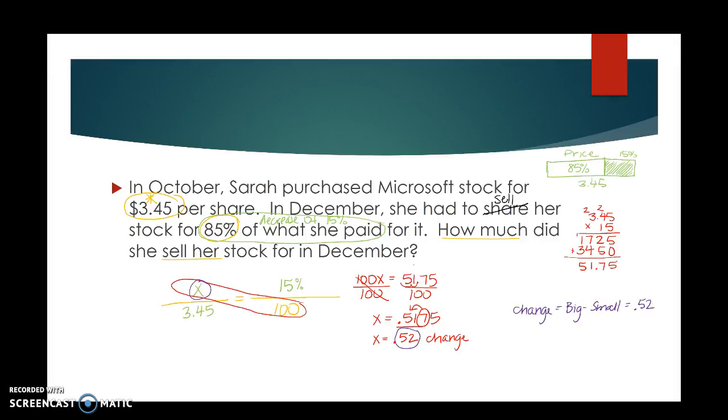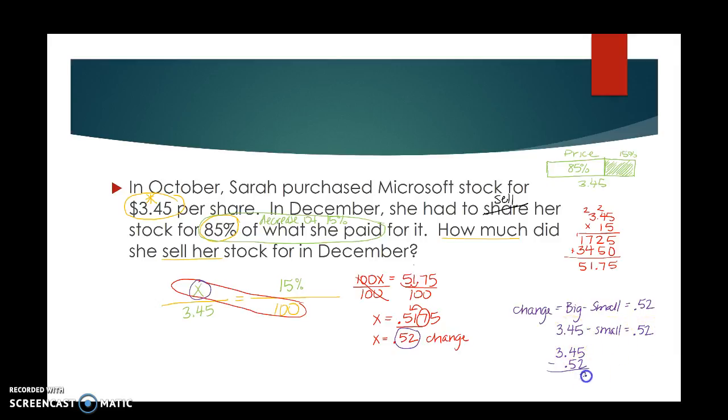So big minus small. If we said there was a decrease of 15%, is our original number the big number or the small number? So if it's getting smaller, then this must be my big number. So 345 minus the small number gives me 52 cents. So then if the big minus the small equals this, then 345 minus my 52 cents will equal my small, because 52 cents plus my small equals 345.